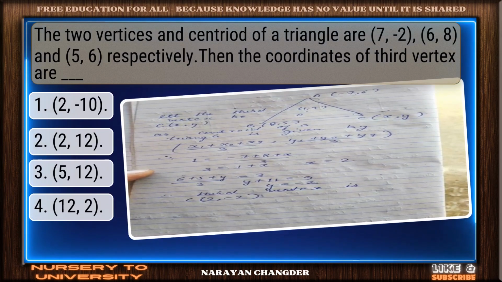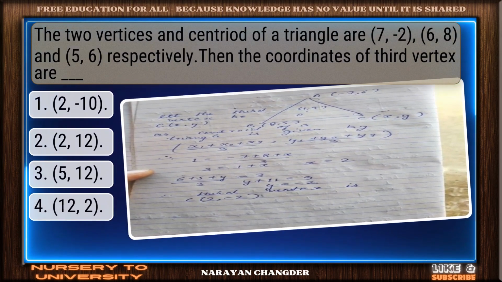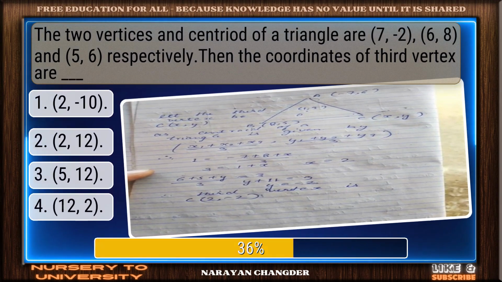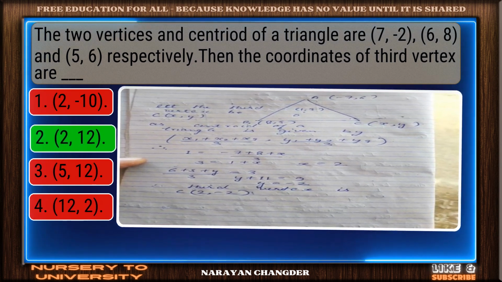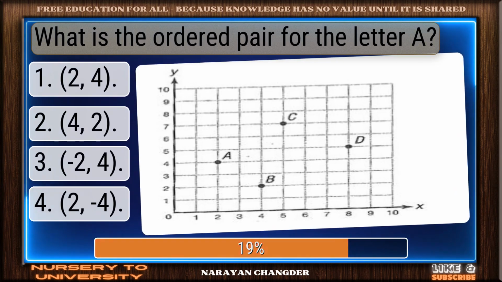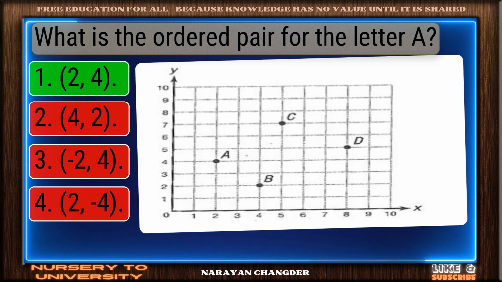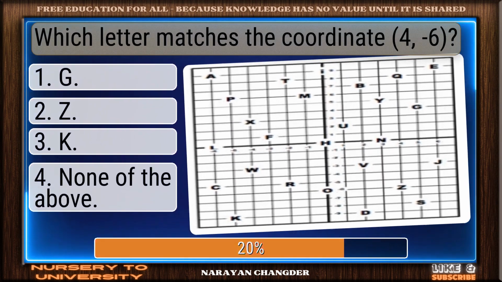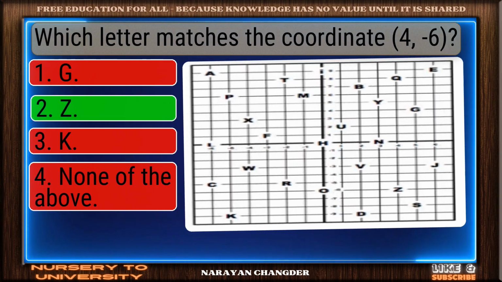The two vertices and centroid of a triangle are and respectively. Then the coordinates of third vertex are dash. Well picked. Is correct. What is the ordered pair for the letter A? Solid response. Is valid. Which letter matches the coordinate? Perfect. Z is the one.